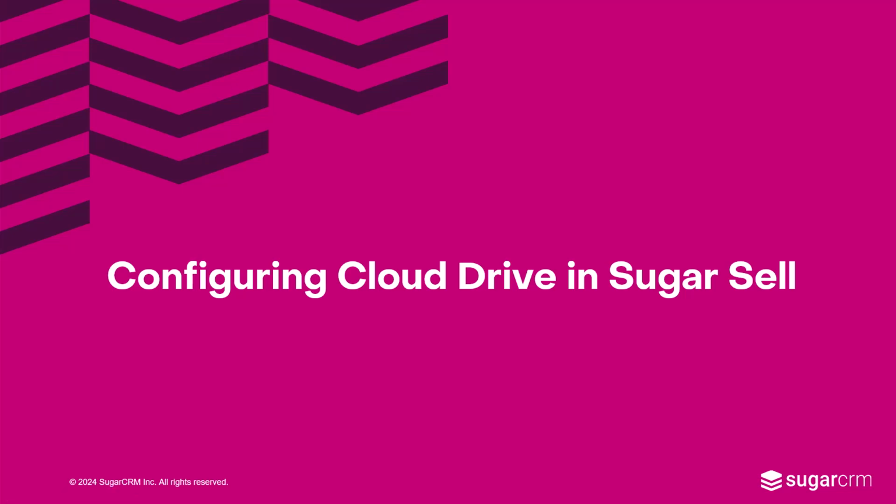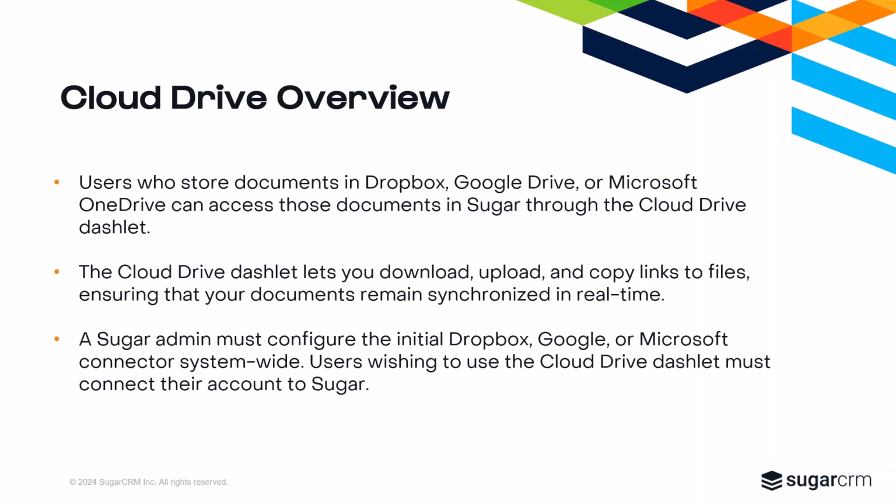In this video, you will learn how to configure the default Cloud Drive dashlet paths for users. Users who store documents in Dropbox, Google Drive, or Microsoft OneDrive can access those documents in Sugar via the Cloud Drive dashlet. You can download, upload, and copy links to files from the Cloud Drive dashlet, with documents staying synced in real time.